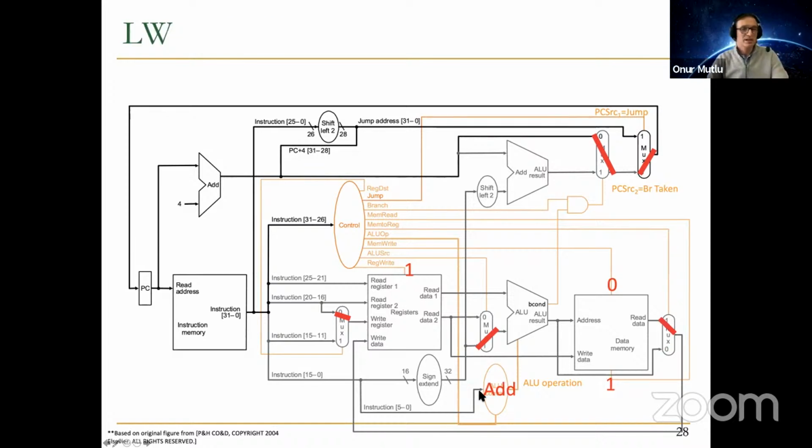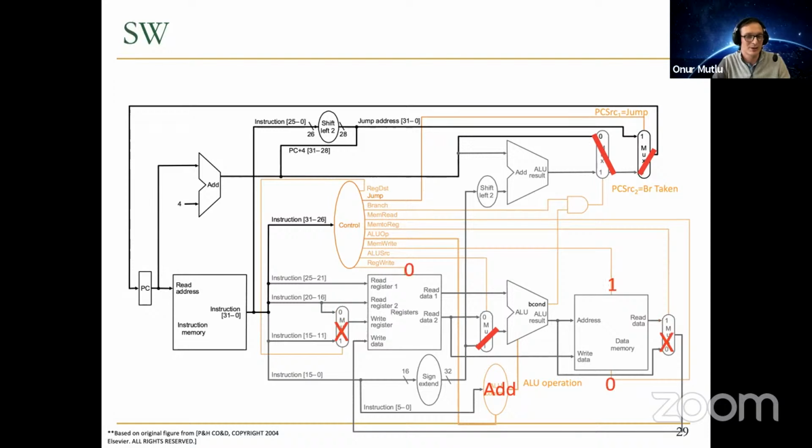Okay, load word, again, you can do this on your own. Load word is very similar to I-type. In fact, it's I-type as we discussed. Compared to I-type, it looks like this. We need to add in the ALU to calculate the effective address. The destination register is very similar to I-type. The second input of the ALU is determined very similar to I-type, but we read from memory, and the data that's coming out to write into the destination register should be selected out from memory, as you can see through this multiplexer.